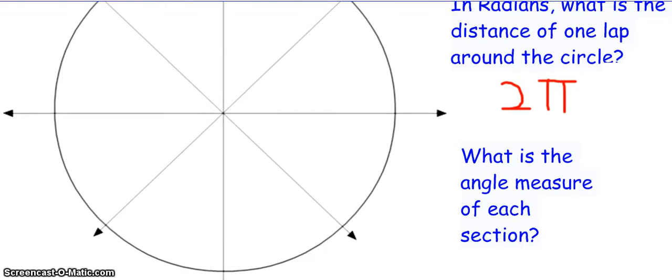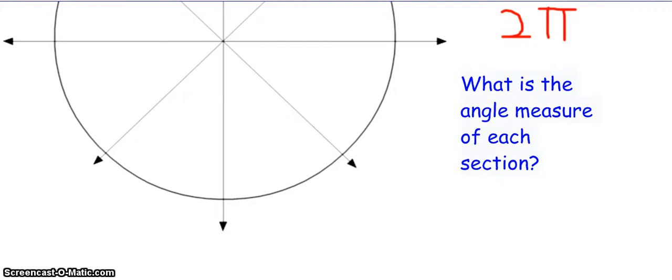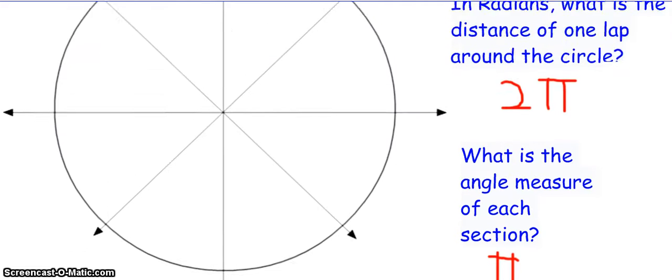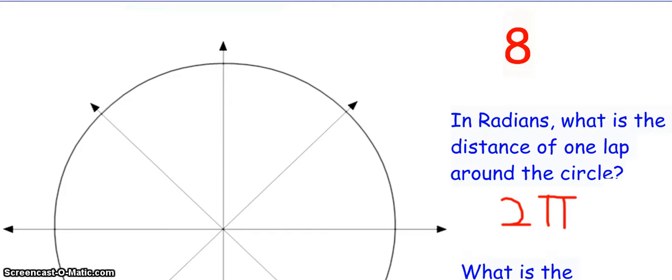Last one. Let's take this into account. If it's 2 pi to spin around the circle once, and I have 8 sections here, what is the angle measure then in radians of each section? Very good. Pi over 4. Looks like a 4-year-old wrote that. Alright, so what that tells me then is each one of these is an angle of pi over 4.